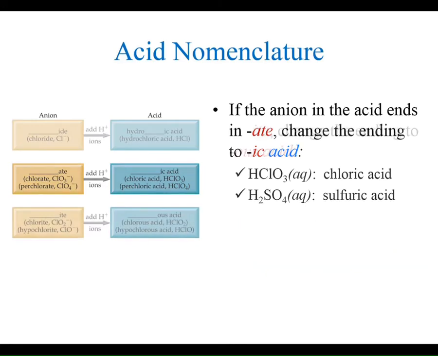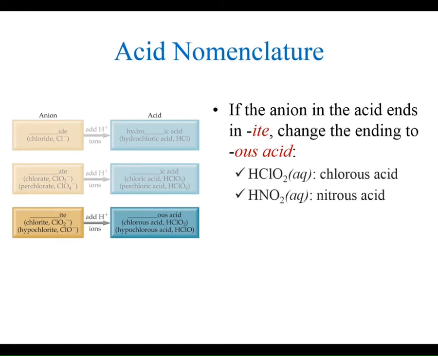Okay, the last one is ite. You know a lot of the ites. Ite is normally when you take the ate, and what happens? How does it go from ate to ite? You lost an oxygen, right? Chlorate, ClO3, chlorite, ClO2. Sulfate, SO4, sulfite, SO3. So if it's ite, just change it to us. So ClO2 is chlorite, so the acid must be chlorous. NO2 is nitrite, so the acid must be nitrous. Just change ite to us. Okay?